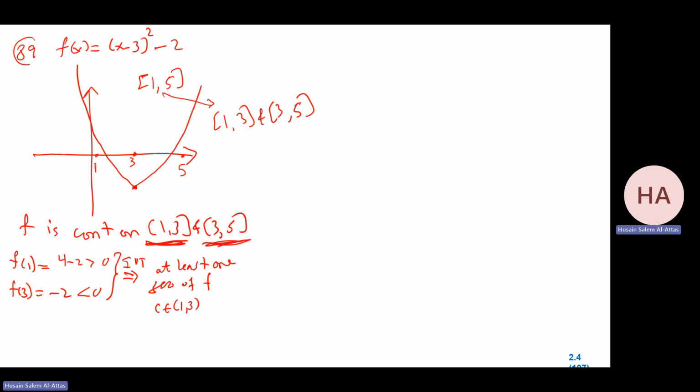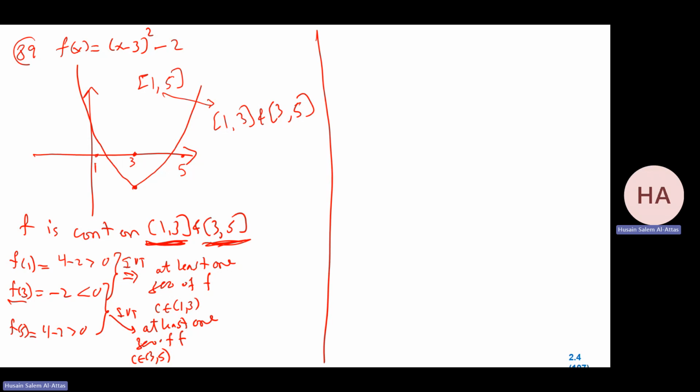And the same thing if I'm doing it for 3 and 5, I know f of 3 is negative. So f of 5 will be what? 5 minus 3, 2 squared, 4, minus 2, positive. So these two would give me, by the intermediate value theorem, at least one zero of f, where that zero belongs to 3 and 5. So how many zeros do we have? For sure we have 2 zeros, because one between 3 and 5 and one between 1 and 3. Okay, this is 89.